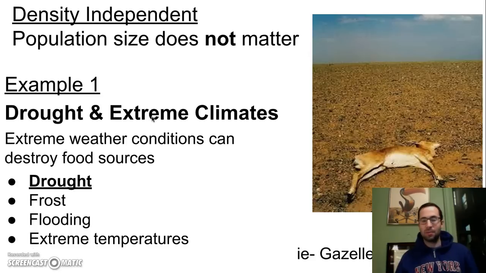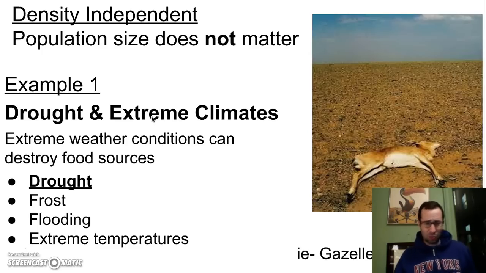In one example, this could be drought. Right? If you're a large population, if you're a small population, if there's no rain, there's no water, everybody's going to be affected equally. Same thing if it gets super, super cold outside, like it did last winter for a lot of organisms. They had a hard time surviving, regardless of the size of the population. A flood that comes in all of a sudden, or a hurricane, that's a density-independent limiting factor. It doesn't matter how large the population is, it can affect everybody the same.